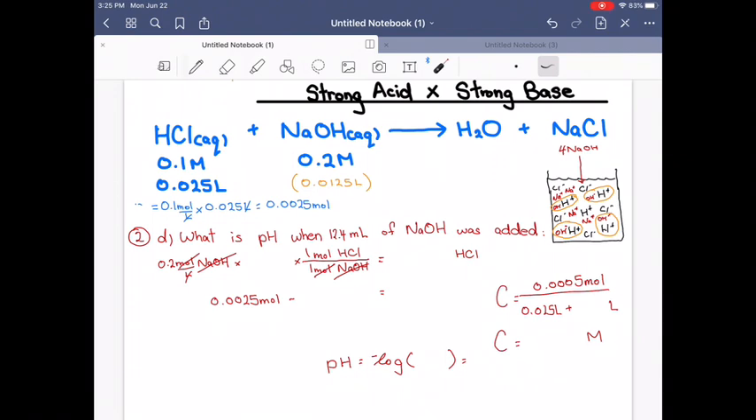Now, how much higher? Let's not guess. Let's do the math. 0.0124 liters, so liters cancel. And that will give me 0.00248 mole. So that's how much HCl got reacted. And let's see how much is left. Subtraction, that's an easy one to do. 0.00002 mole is left.